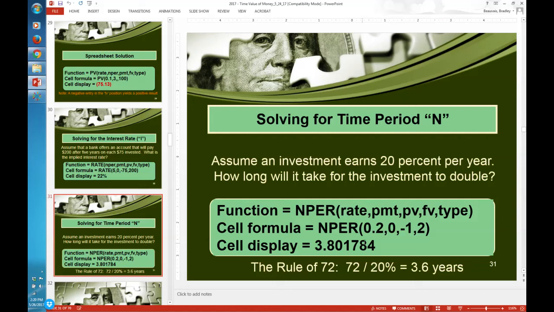Well, the NPER calculation can get much more specific, exactly the number or the amount of time it will take for that investment to double. So equal NPER, open my parentheses, here's my rate, 20%. Again, no payment, so it's 0. Present value is $1 negative. How long does it take to turn into $2? Okay, that's 2. That's my future value. Again, don't use type, close the parentheses, and we end up with a very specific 3.801784. Okay, now I drew this out for a purpose.